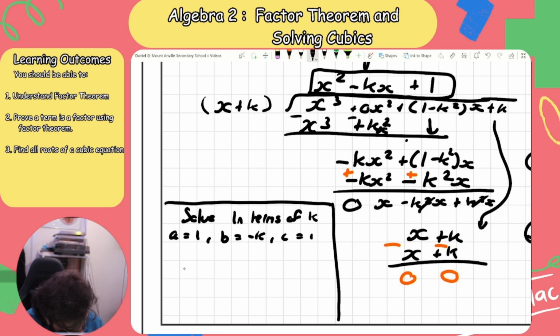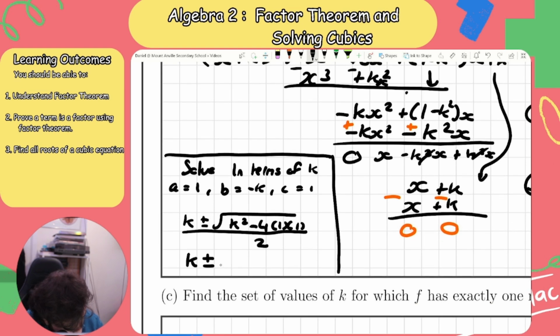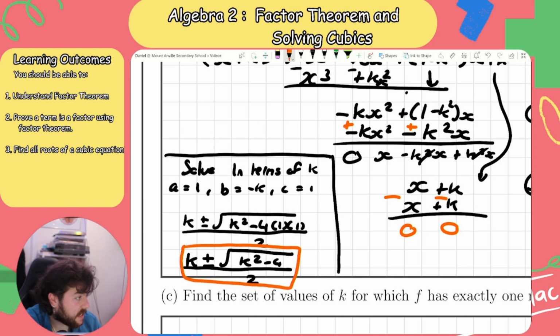So minus b plus or minus, so it's going to be positive k plus or minus root b squared, so k squared, minus 4 times a, which is 1, times c, which is 1, all over 2. k plus or minus root k squared minus 4 all over 2. They are my other two roots, in terms of k.